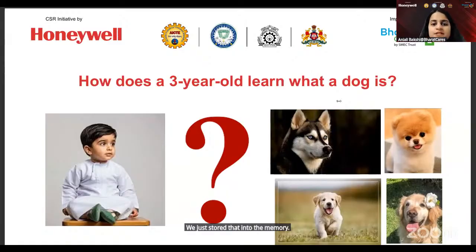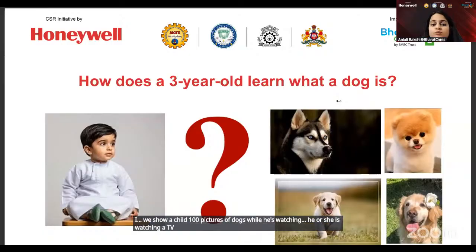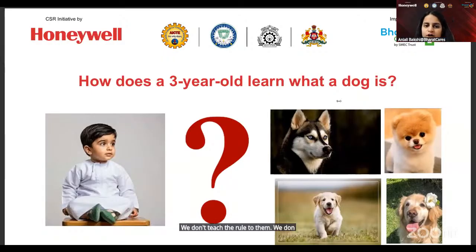Right. So what happens is we show a child 100 pictures of dogs while he or she is watching TV, or while we are moving around in society. We show them that, see, this is a dog. We don't teach the rule to them. We don't say if it has fur and it barks and has four legs, it's a dog. We don't say like this, right? What we do is we show them the pictures. We show them real dogs, right? So what does the child do? The child learns the patterns. The child is not based on rules.